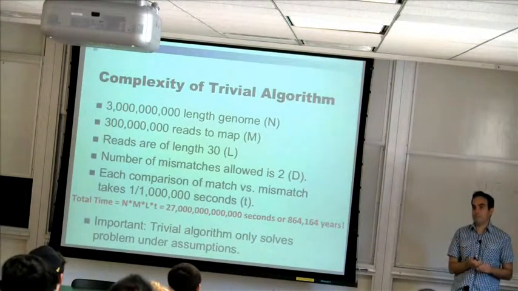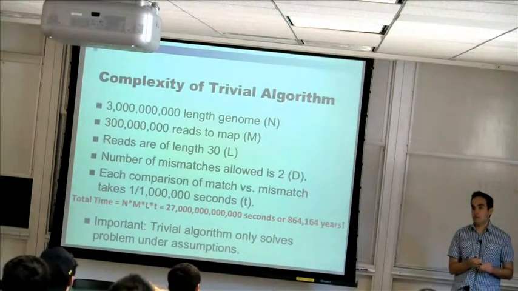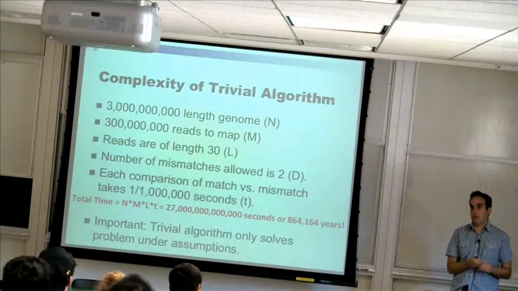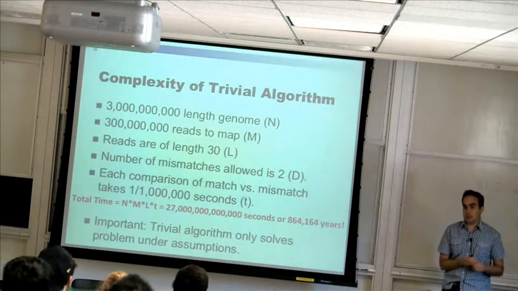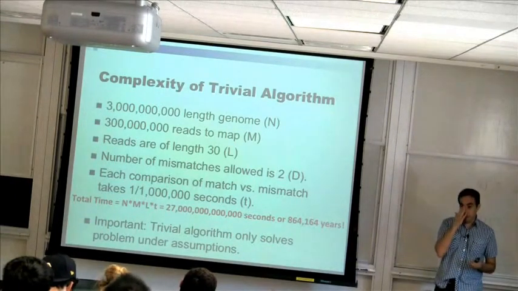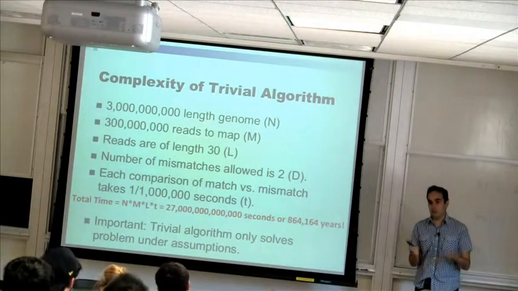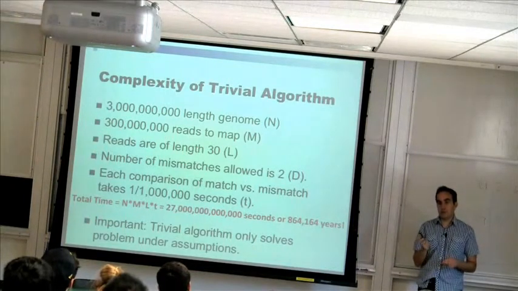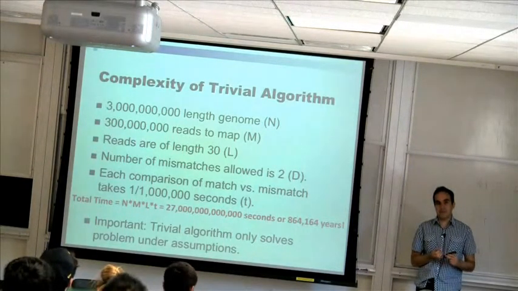Yeah? Yeah, so you can basically pre-process your genome to find if you have any exact matches, so that might save you like 10%. So that saves another 80,000 years, but you're still, yeah.